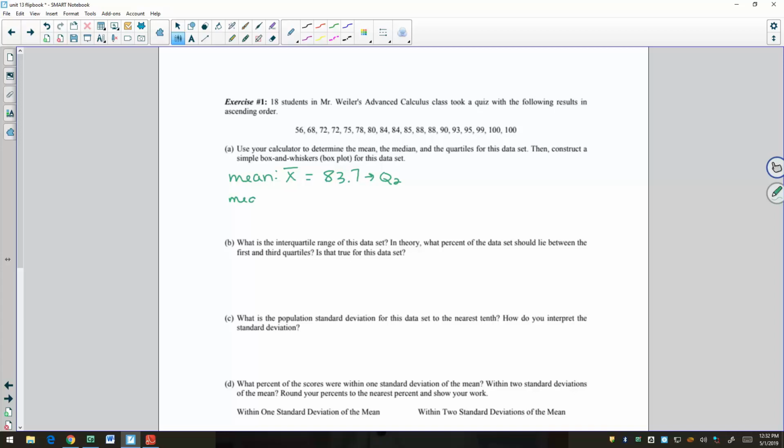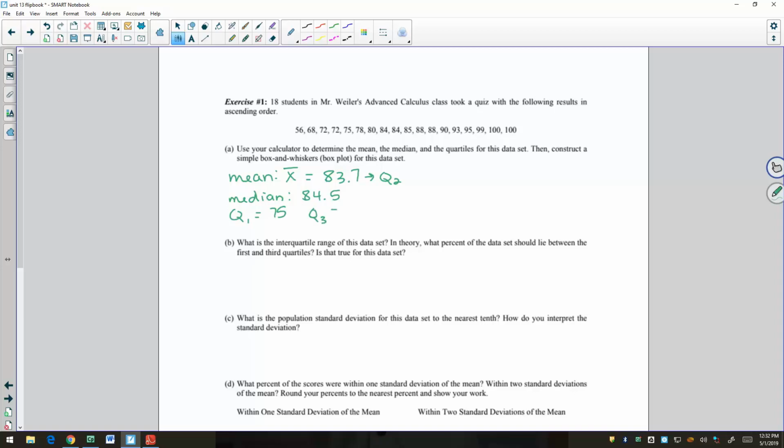The median was also on that screen, which is what they asked you to find. There is no symbol for median. It just said median. It's 84.5, so that means that's the middle number. We need quartile 1 and quartile 2 and quartile 3 for our box and whiskers. Quartile 1 was 75.